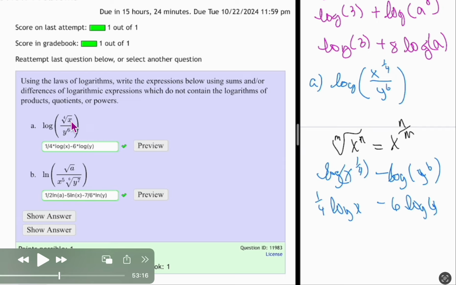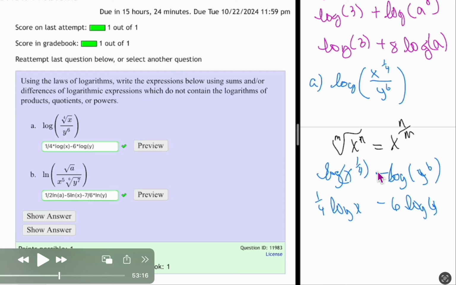So my fraction on top, if you think about powers, that's an x to the 1/4 and a y to the 6th. So I drop the 1/4 in front of the x and the 6 in front of the y. Remember, we're subtracting because it's division. Let's talk about the powers we see on B. That would be an a to the 1/2 power, x to the 5th, y to the 7/6 power. Okay, so when I did it, my top one, my 1/2 drops down in front of the natural log of a. We're subtracting the x to the 5th, but the 5 drops down in front. We are subtracting the y to the 7/6, but the 7/6 dropped down in front.